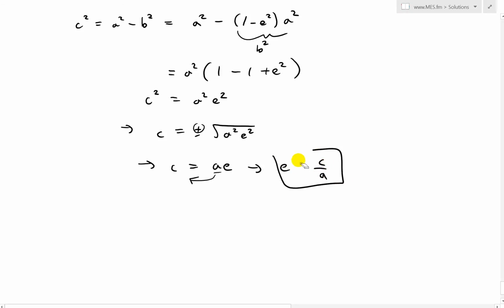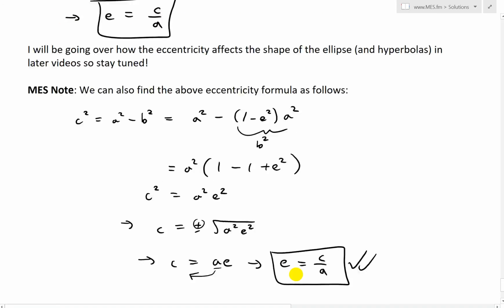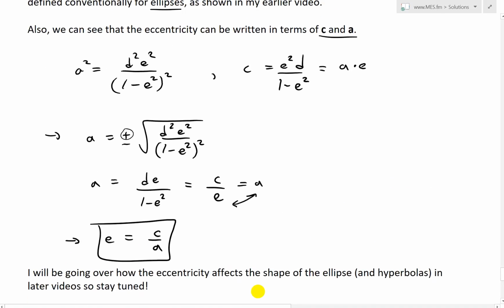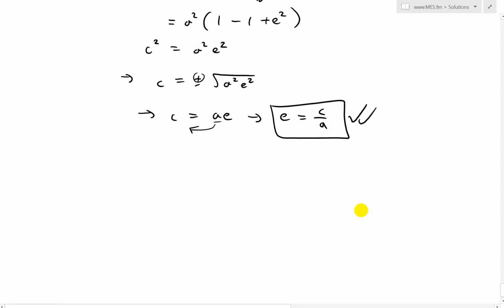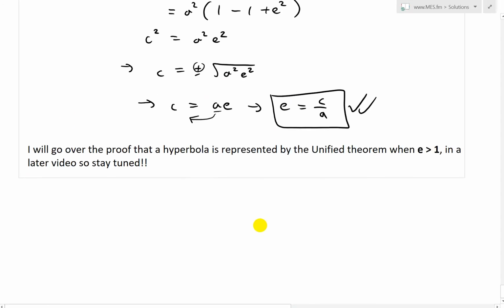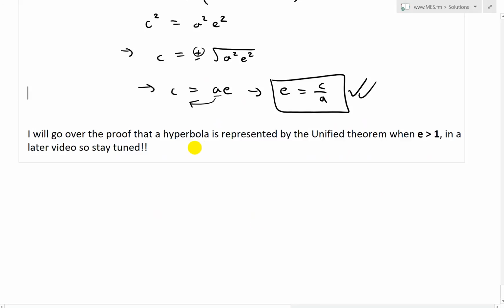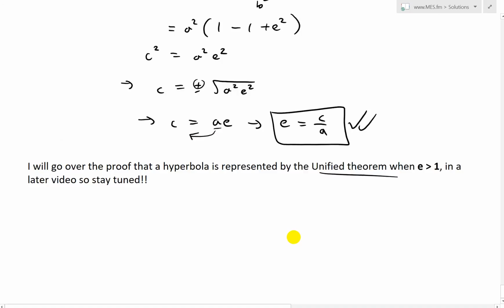Absolutely fascinating stuff. We can do it this way, which is easier than actually putting in the variables, but either way it's all the same. I just wanted to show that you could do it multiple ways. Anyways, I'll go over the proof that a hyperbola is represented by the unified theorem when e is greater than 1 in a later video, so stay tuned for that.